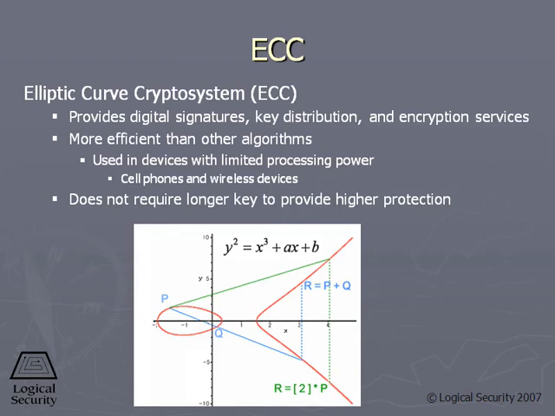Now, since the ECC mathematics are more simplistic than the other asymmetric algorithms, it doesn't take as much processing power. So ECC is commonly used in resources that don't have a lot of processing power or a lot of memory, like our PDAs or our phones that could do encryption. So ECC is commonly used in those types of devices because it doesn't require as much processing.